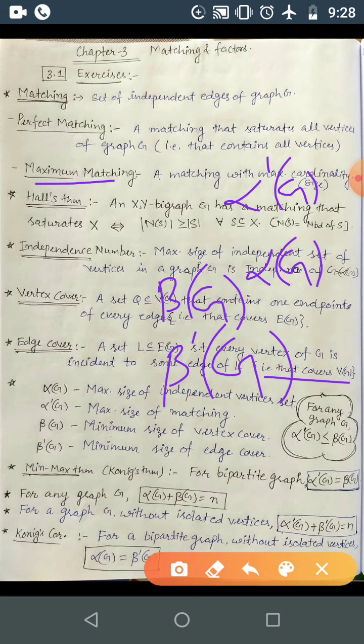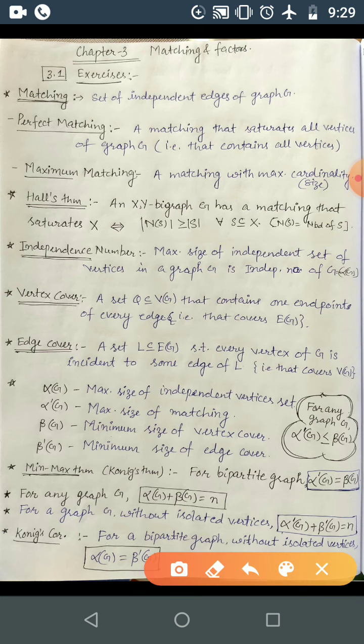So that's all. Alpha dash(G) is the maximum matching cardinality. Alpha(G) is the independence number of the graph G, that is the maximum cardinality of an independent set of vertices. Beta and beta dash are the minimum vertex cover cardinality and minimum edge cover cardinality. Again: alpha is the maximum size of an independent set of vertices, alpha dash is the maximum size of a matching, beta is the minimum size of a vertex cover, beta dash is the minimum size of an edge cover.